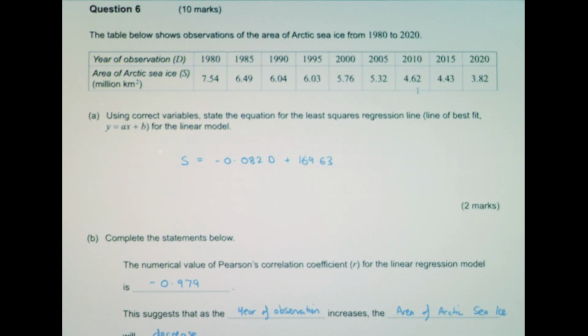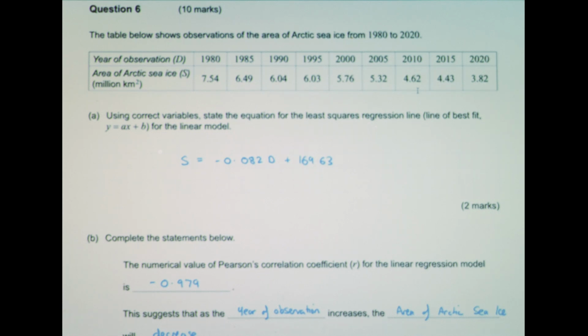So with this one, we're looking at s is equal to negative 0.082d plus 169.63. Now, if we had variations on the decimal places there, that was okay. The s and the d we were looking for in the correct place, and that was 1 mark, and the correct a and b values in the correct spot was also that second mark there.